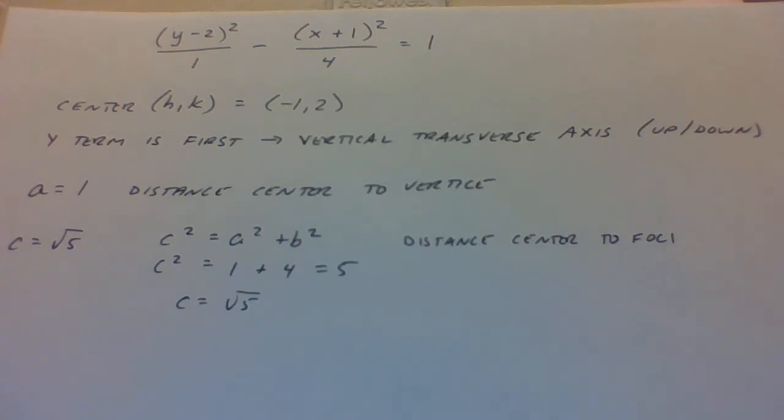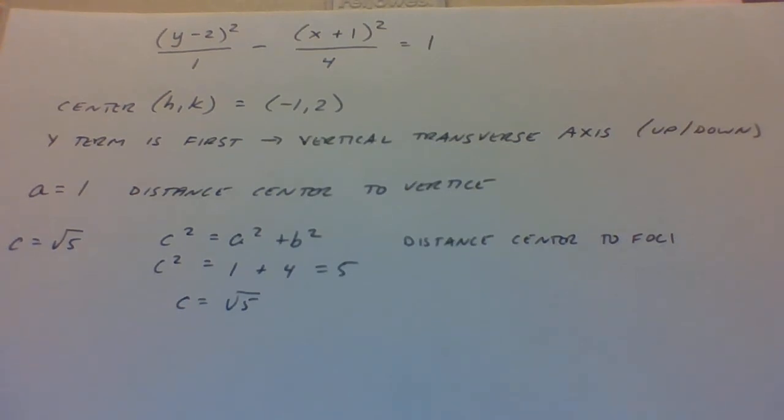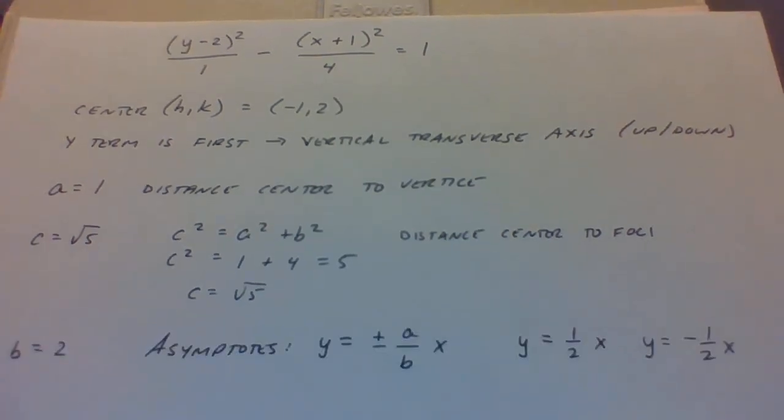And to get your distance, the c value from the center out to the foci, you're going to be using the equation a squared plus b squared equals c squared. And we're going to end up with a distance of radical 5 units. Remember again that you're counting from the center of your hyperbola. And our b value is going to be 2.